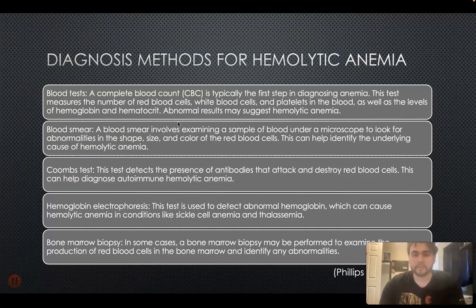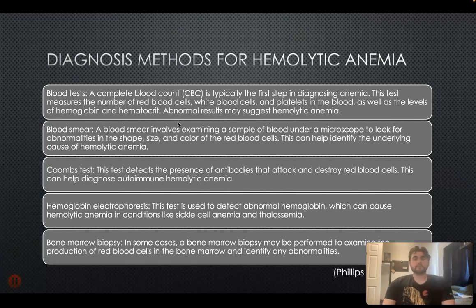Diagnosis methods for hemolytic anemia include blood tests. A CBC, or complete blood count, is typically the first step in diagnosing anemia. The test measures the number of red blood cells, white blood cells, and platelets in the blood, as well as the levels of hemoglobin and hematocrit. Abnormal results suggest hemolytic anemia.